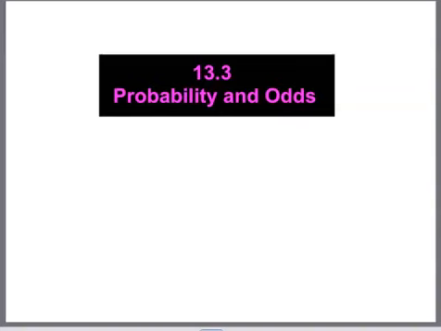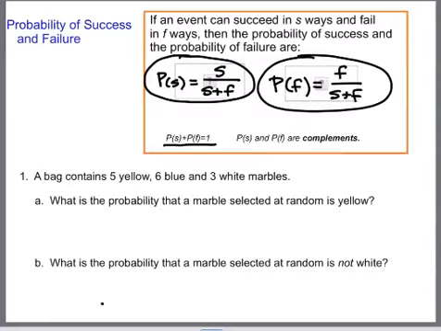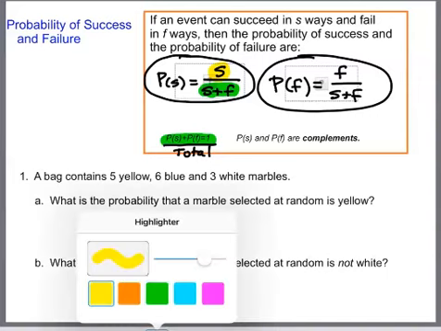Pre-Calc, today we are going to talk about probability and odds. So probability is, if we look at the definition, if an event can succeed in S ways and fail in F ways, then the probability of success is successes over successes plus failures. Well, successes plus failures is really the same as the total. So when you add them together, it's equal to the total number of items you're talking about. You can also talk about the probability of failing.